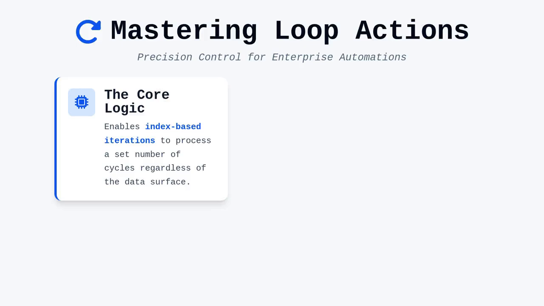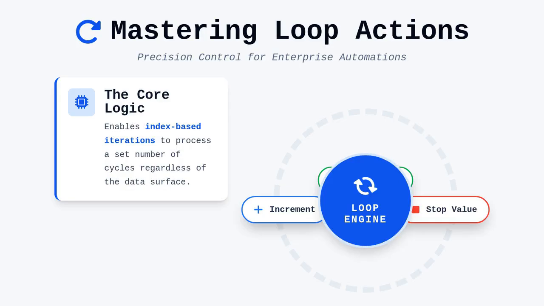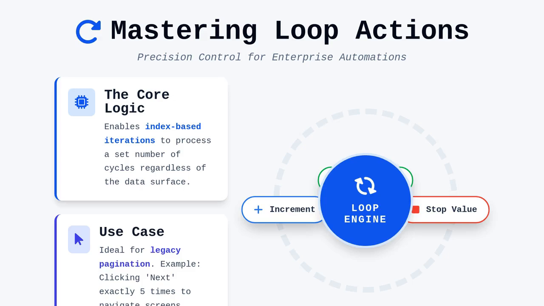In Power Automate Desktop, the loop action is our fundamental tool for index-based iterations. You define a start, a stop, and an increment value, allowing the engine to process a set number of cycles regardless of the data surface. This is particularly useful when you need to perform a task a fixed number of times, such as clicking a next button 5 times to navigate through a legacy pagination system. However, hard-coding these ranges can lead to brittle flows, so always prefer dynamic variables driven by your environment over static integers.